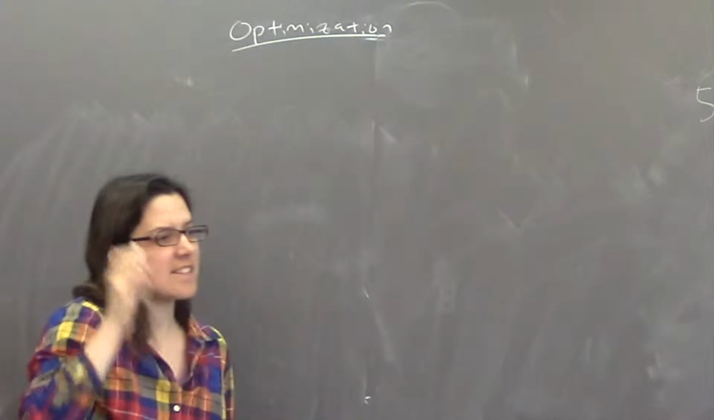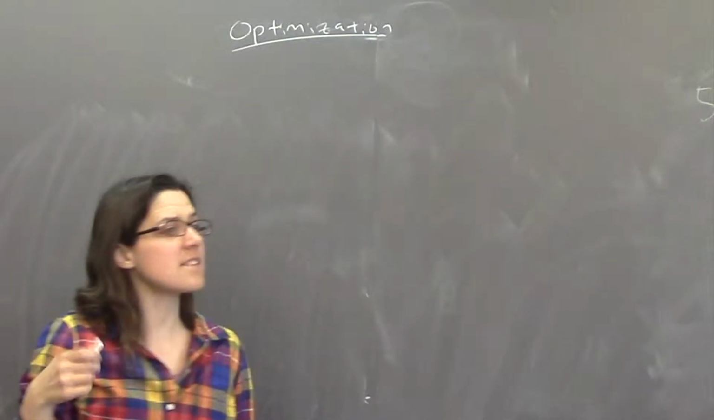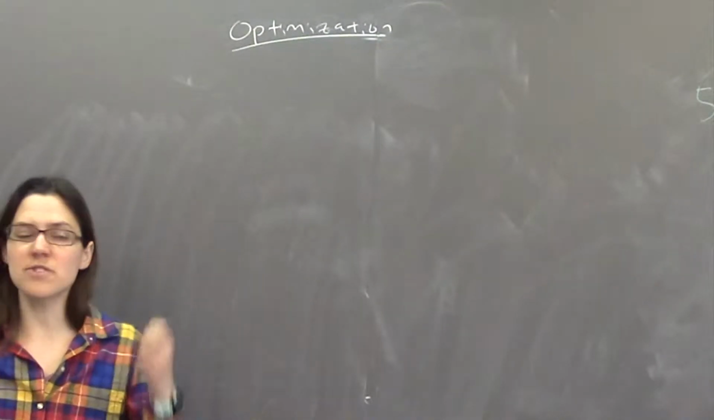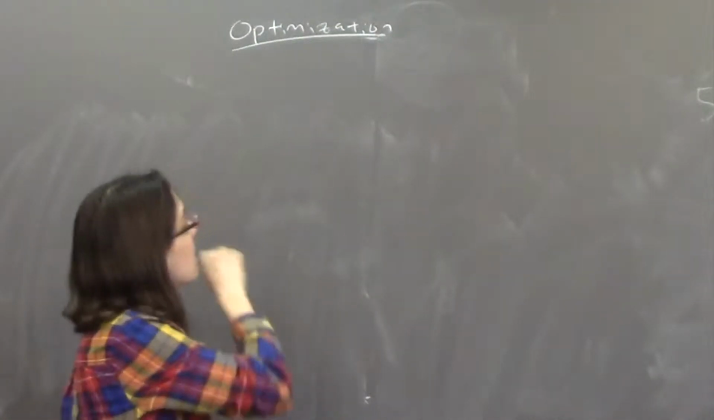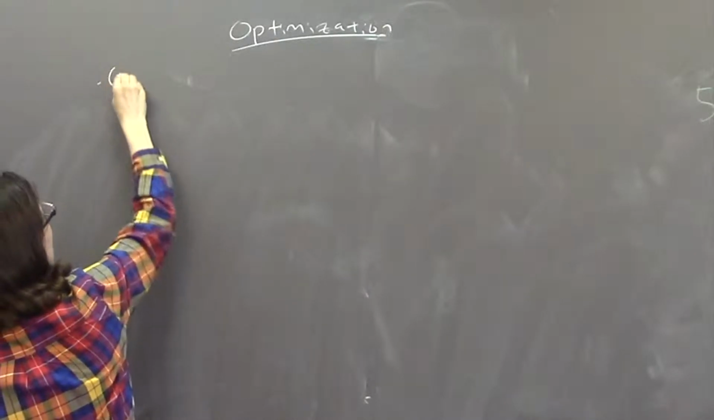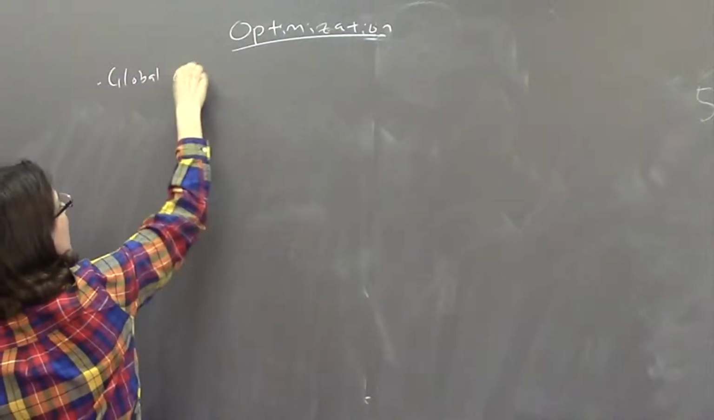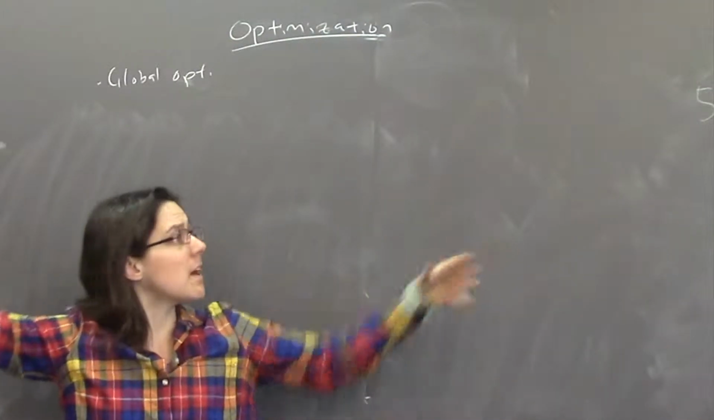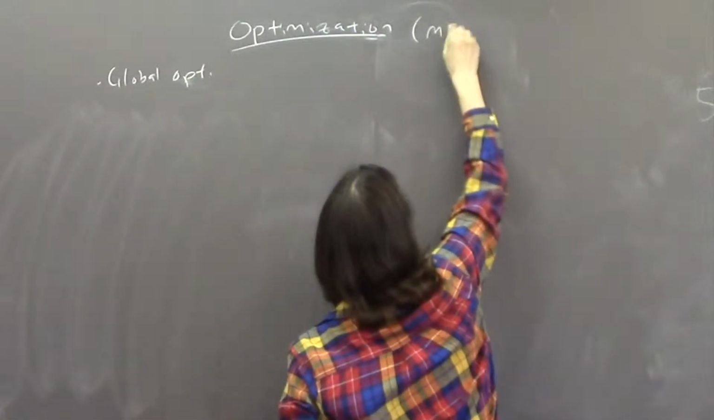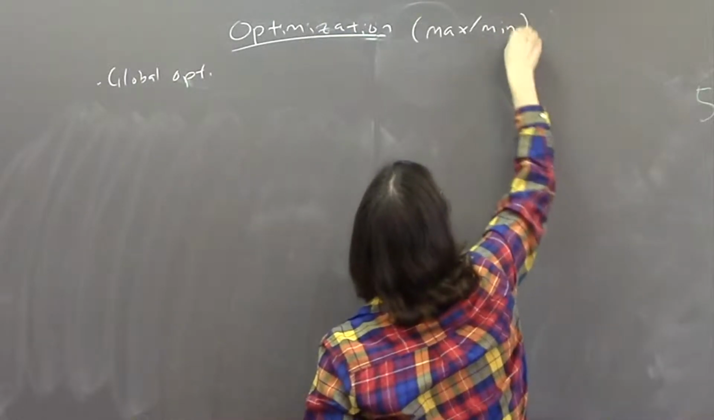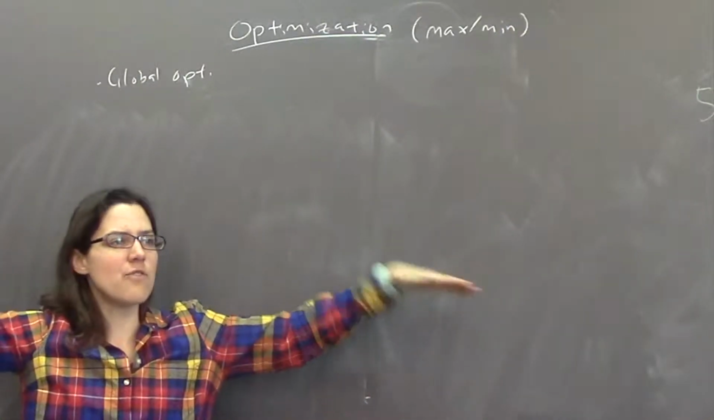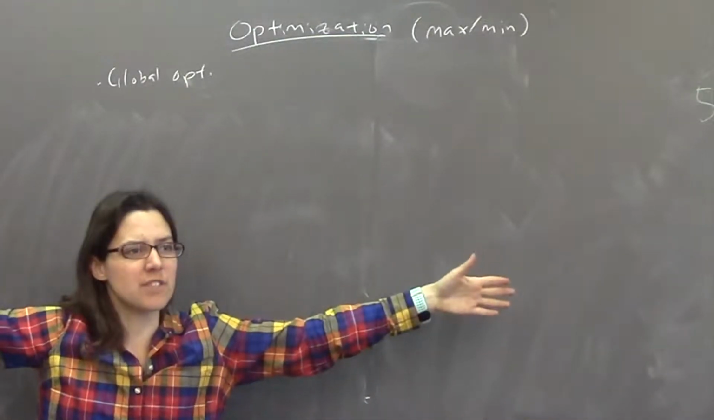So one reason that this class is a prerequisite for other things like economics is because you can use optimization. There's a couple types of optimization that we can talk about. One is global optimization. This means you want to find the maximum. Optimization just means finding the max and the min. If it's global optimization, that just means what's the max and the min of the function over the entire space, like the entire real line.